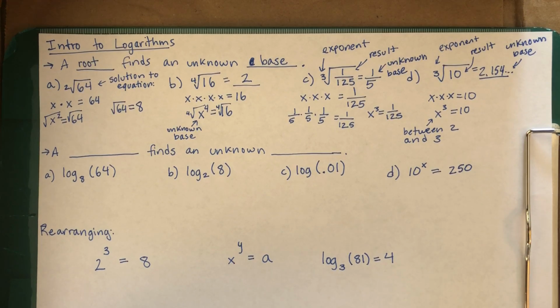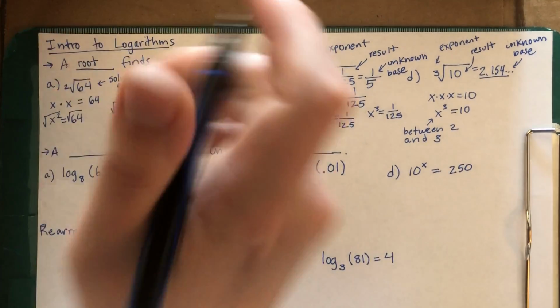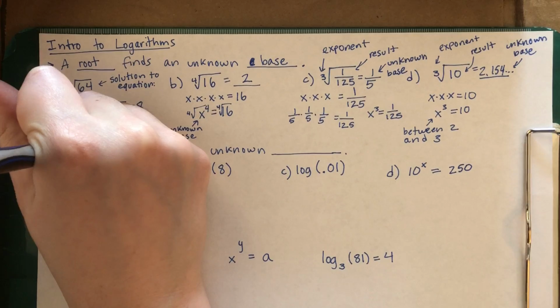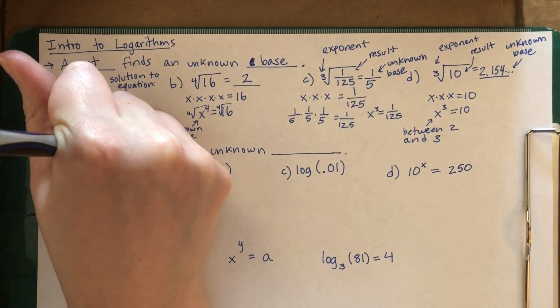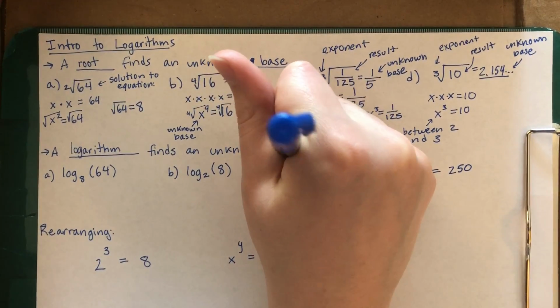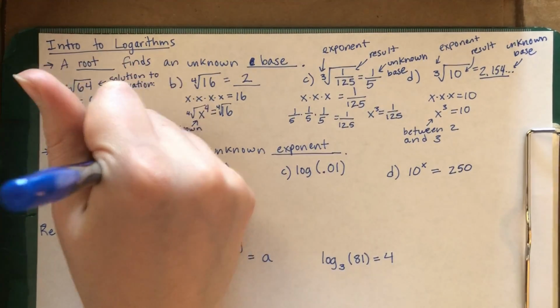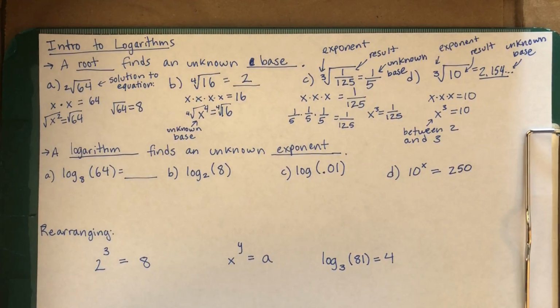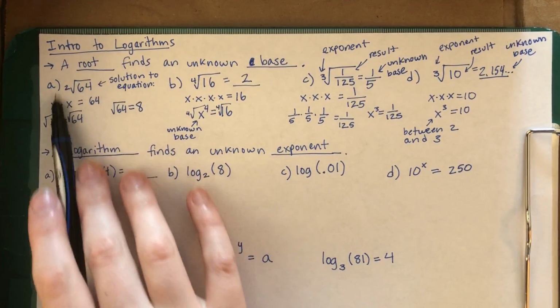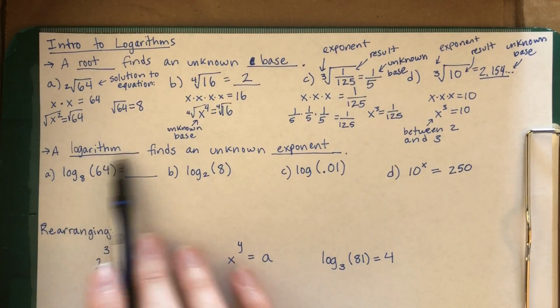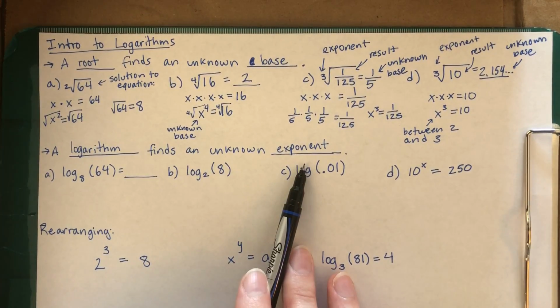There's another piece to the puzzle though, and that is when we want to find an unknown exponent. So just like a root finds an unknown base, a logarithm finds an unknown exponent. So the answer to a logarithm will be the missing exponent when you set it up in the equation. Just like the answer to the root is the missing base, the answer to the logarithm is an unknown exponent.